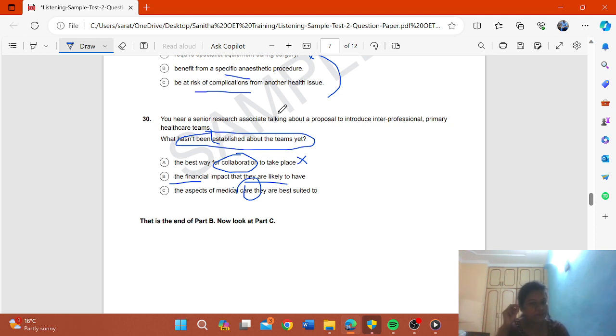So you have to listen for what is not established in the audio, or what point they are talking about as not established. Okay. So she said the cost of the healthcare system, cost of the area, is not quite clear. That's the way she said it in the audio. So because of that reason, option B is the correct answer.